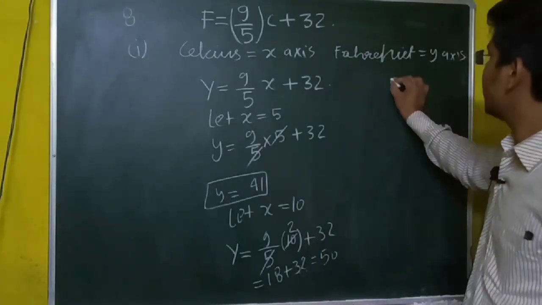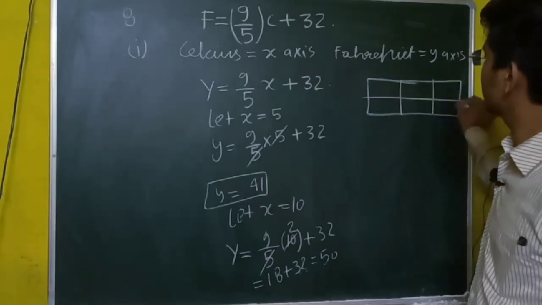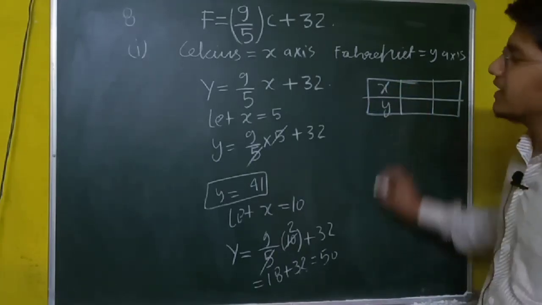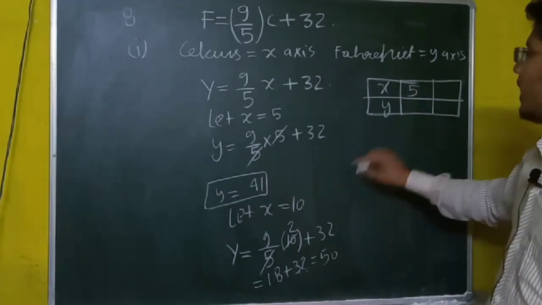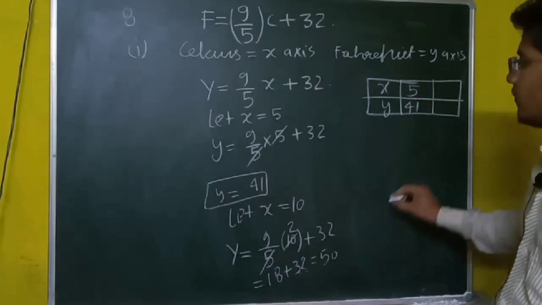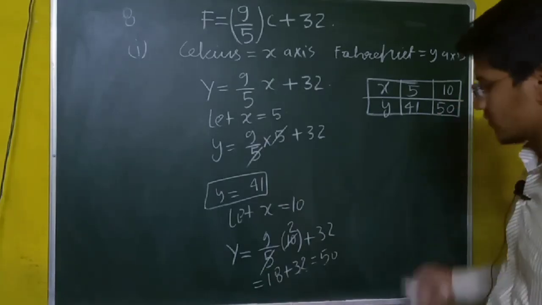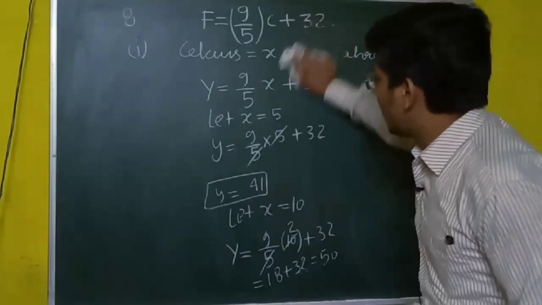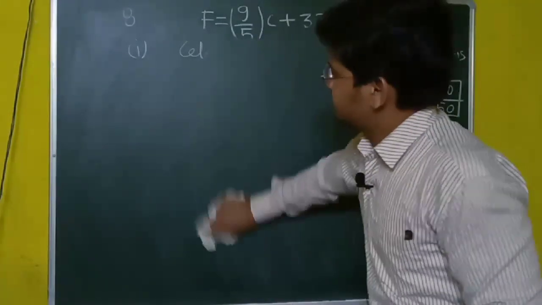Now we are making one table. X, y: in place of x we will take 5, so y will come 41. In place of x we will take 10, so y will come 50. Now I am drawing the graph of this equation.